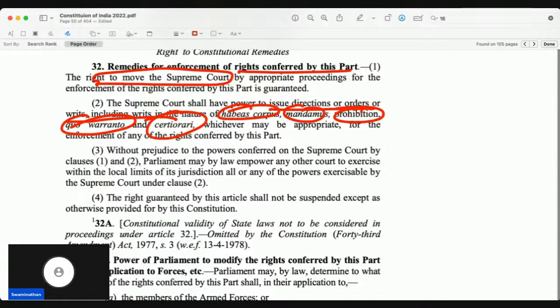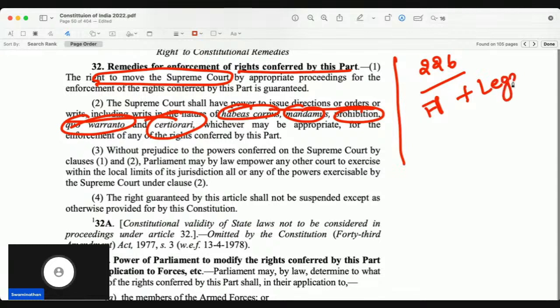Now the bigger question that can come is whether there is any other court apart from the Supreme Court which is empowered to issue writs. Yes, High Courts are also empowered to issue writs, but that power is given under Article 226. But there is a slight difference. High Courts can issue writs for the violation of fundamental rights as well as legal rights.